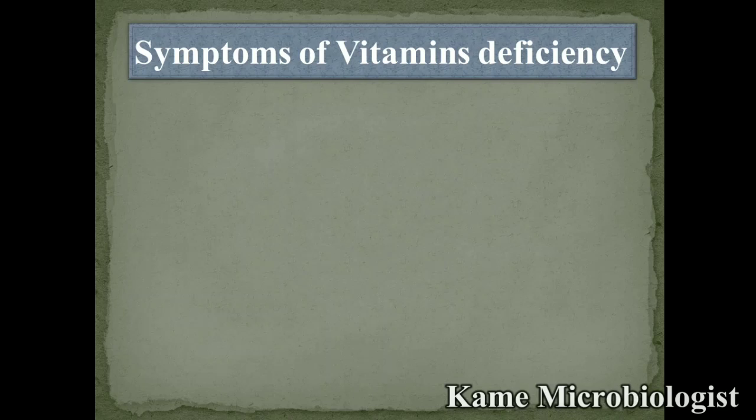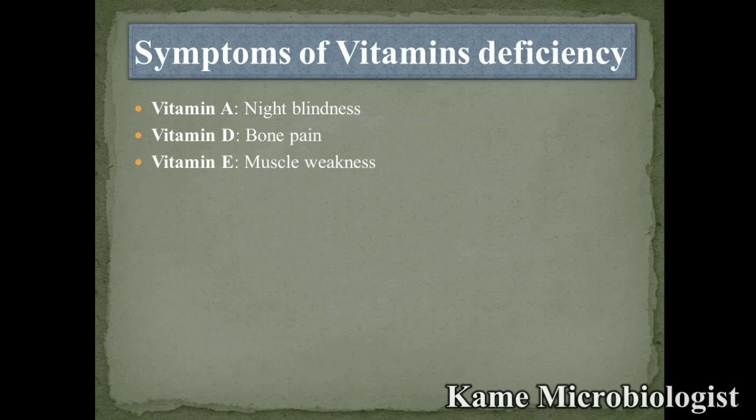Then we have the symptoms of vitamin deficiencies. Suppose a vitamin gets low, so what types of symptoms will appear? First of all, due to low vitamin A there will be night blindness. Due to low vitamin D there will be bone pain and bone weakness. Due to low vitamin E there will be muscle weakness.